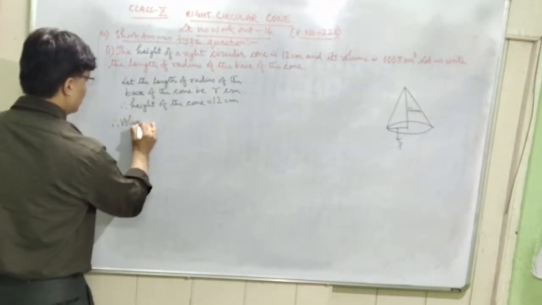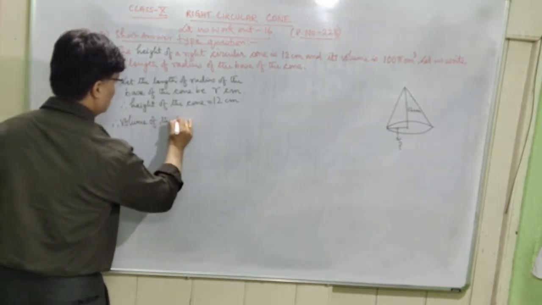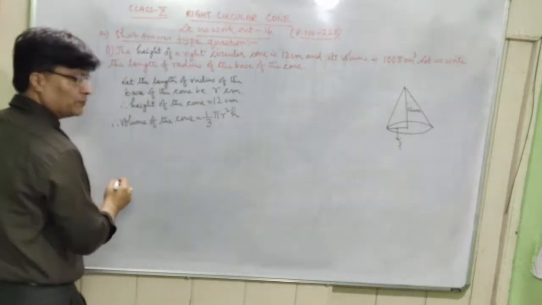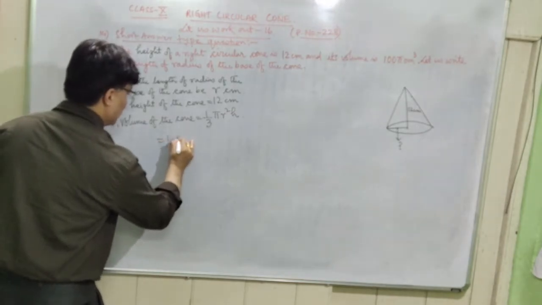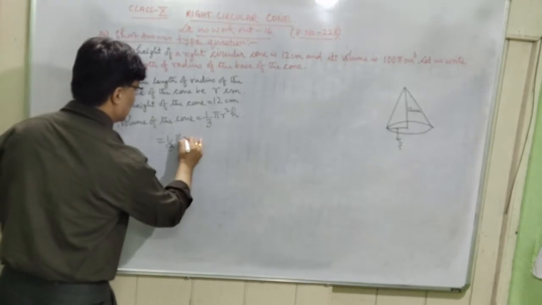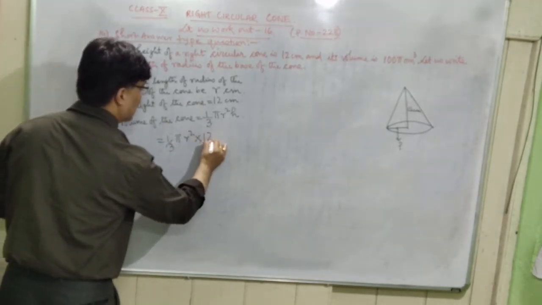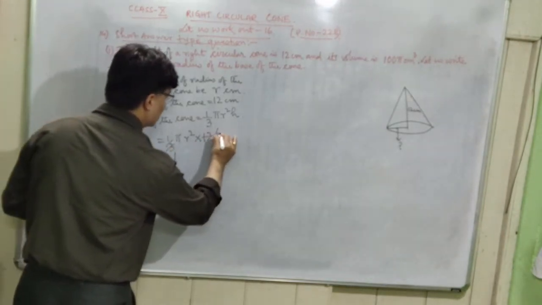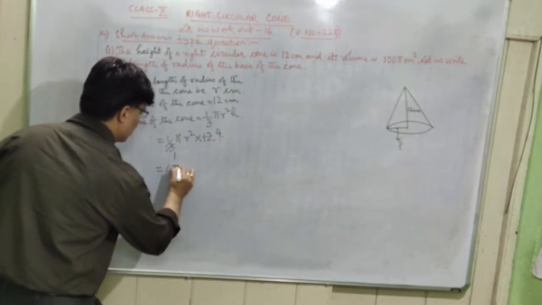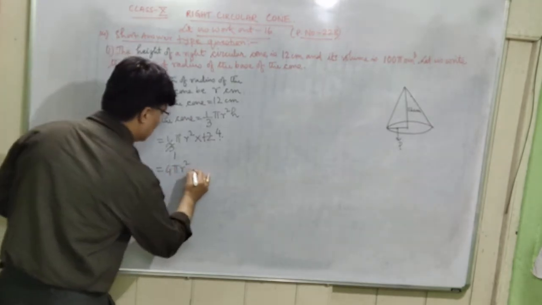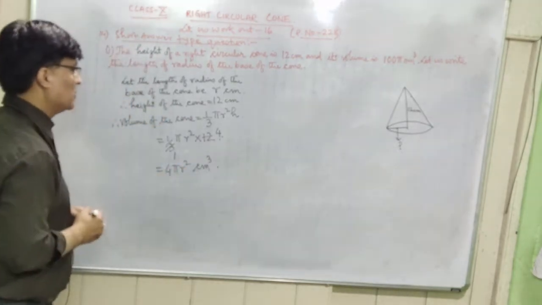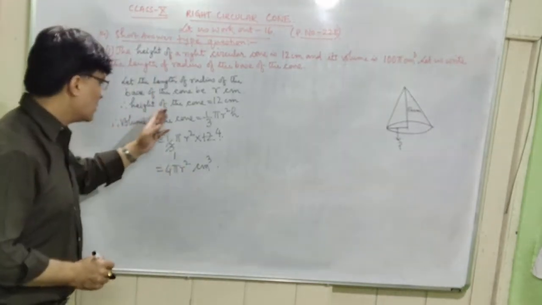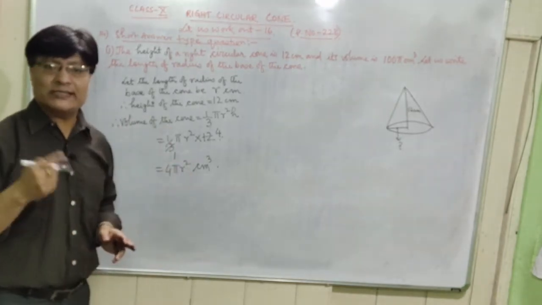Volume of the cone is equal to, what is the formula? It is 1/3 pi r square h. So this is equal to 1/3 pi, radius is r square, into height of the cone, 12. You can cancel here: 3 ones are 3, 3 fours are 12. So it is 4 pi r square centimeter cube. Is that understood? So we have got the volume of the cone as 4 pi r square cubic centimeter.